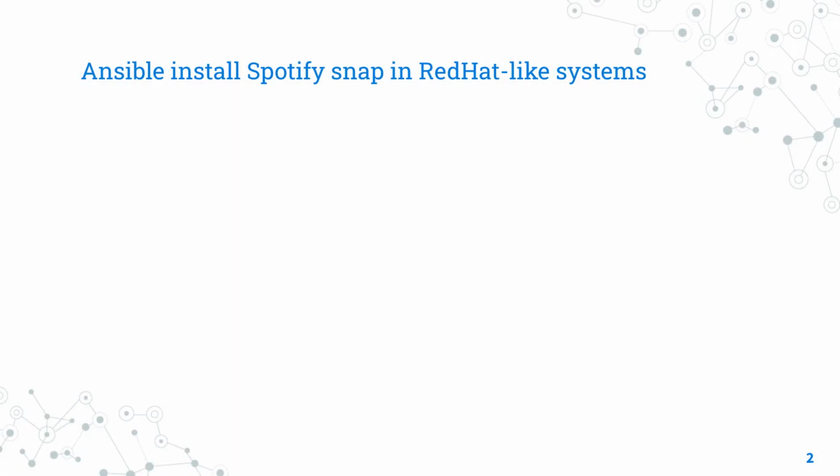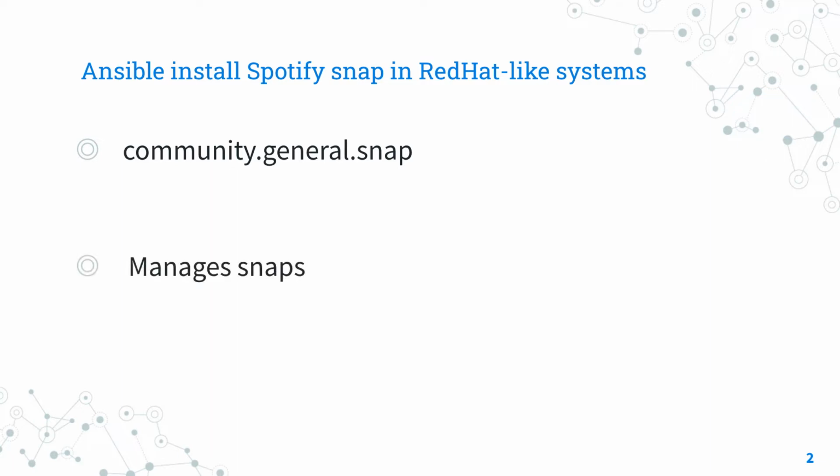Today we are going to talk about the Ansible module Snap. The full name is community.general.snap, which means that it is part of the community.general collection maintained by the Ansible community. The purpose of the Snap module is to manage snaps in your target system.